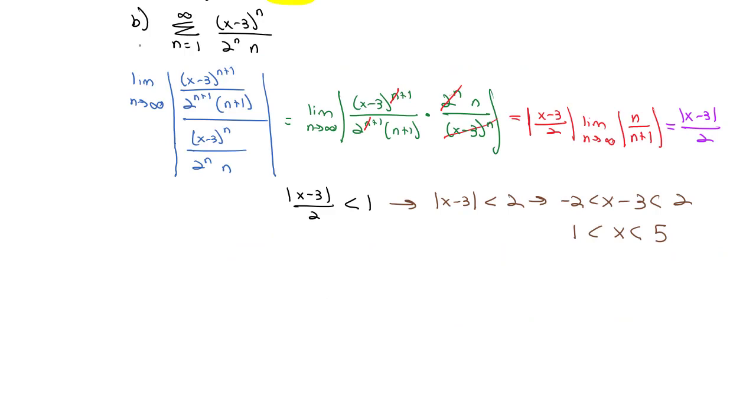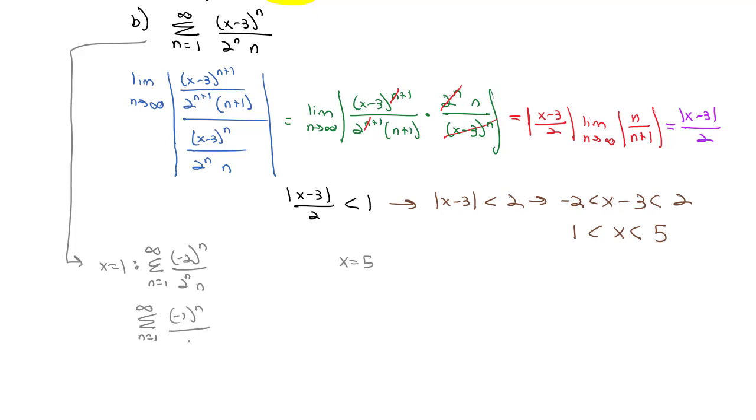So what we're going to do is plug them back into the original expression to see what happens if x equals 1 and if x equals 5, to see if we can say it equals 5 or is just strictly less than. Well, if x equals 1, our series becomes the sum as n goes from 1 to infinity of (1 minus 3 is negative 2) to the n over 2 to the n times n, which is the sum as n goes from 1 to infinity of negative 1 to the n over n, because the 2's are dividing out.